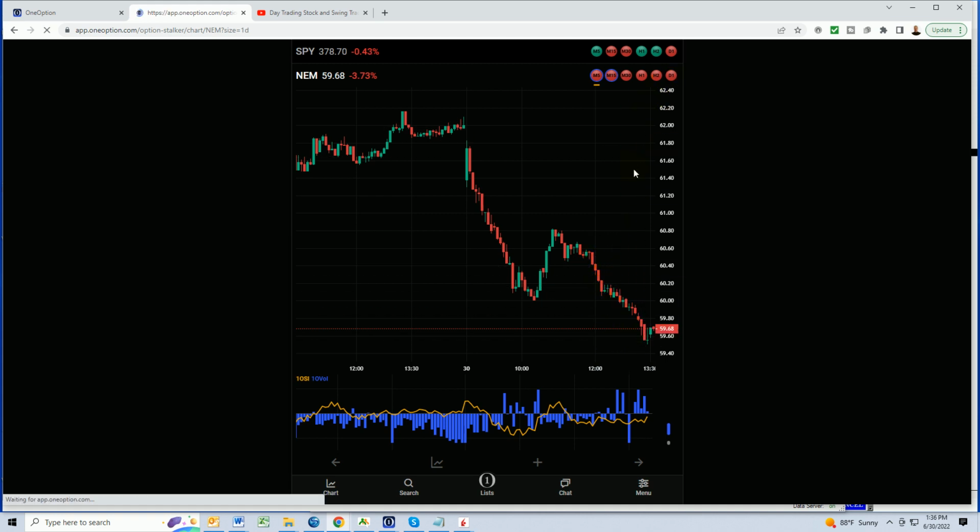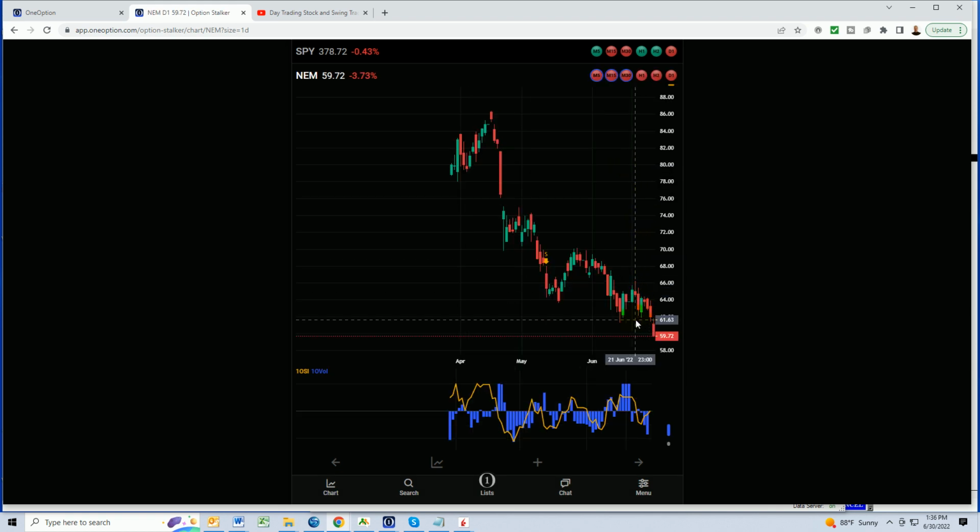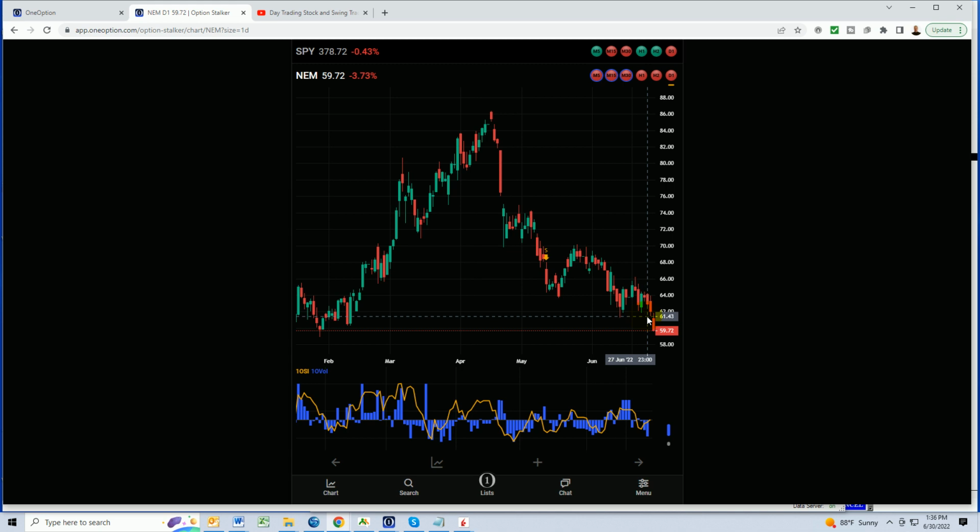Let's take a look at the daily chart, and you'll be able to see that on a daily basis, the stock is also breaking major horizontal support right there. Nice, strong downtrend, longer term horizontal support there. Really good day trade. Let's take a look at some of the lists. I'll show you how I found that.